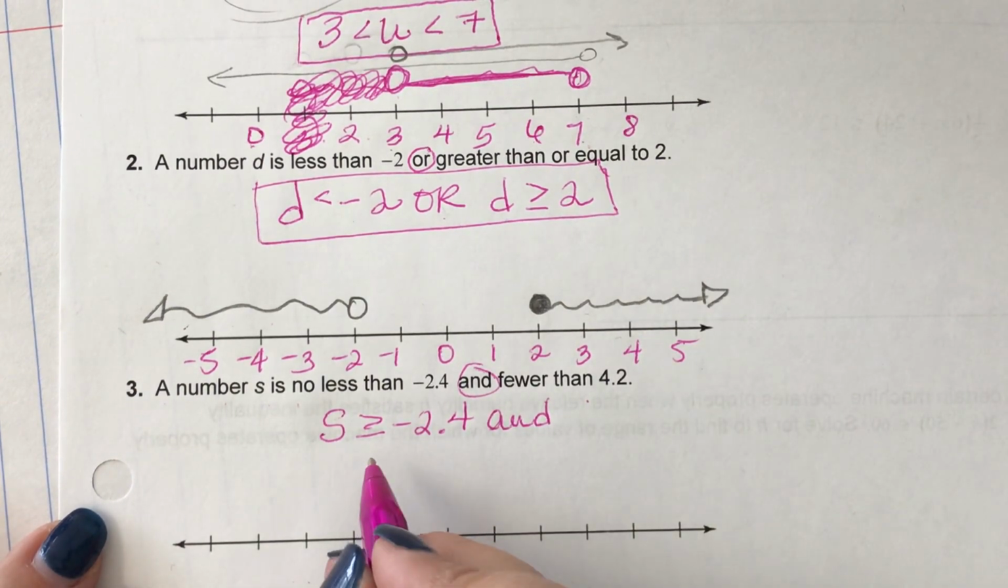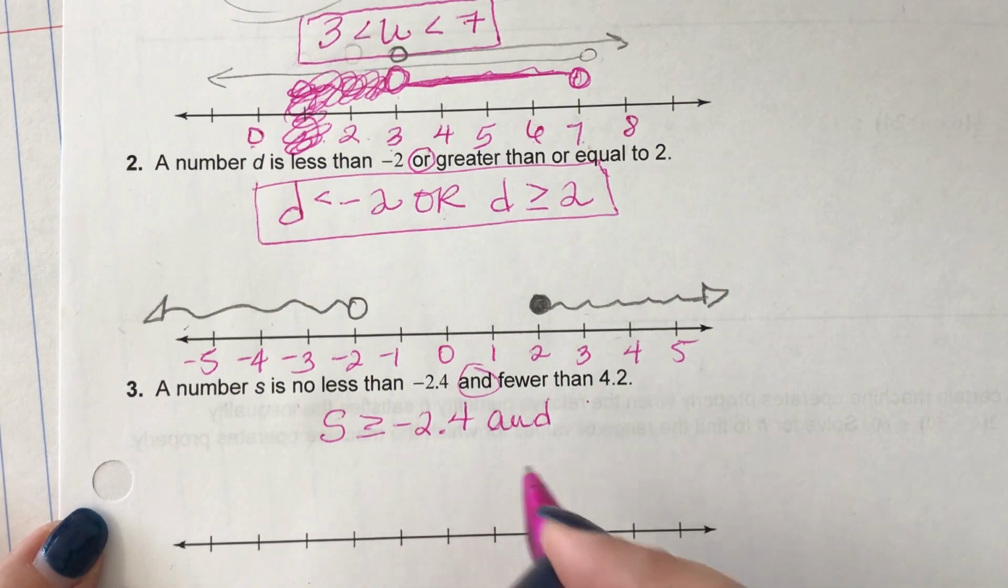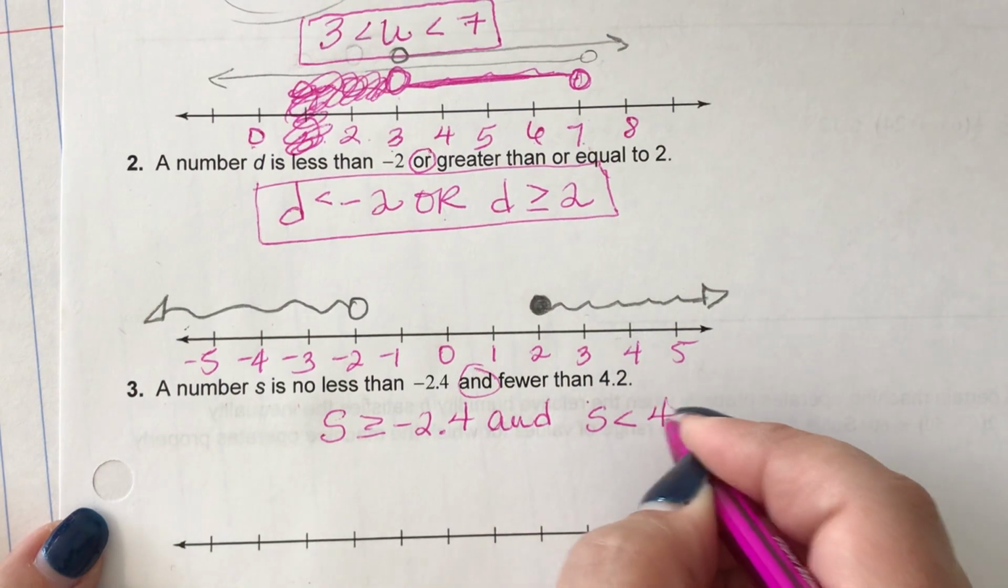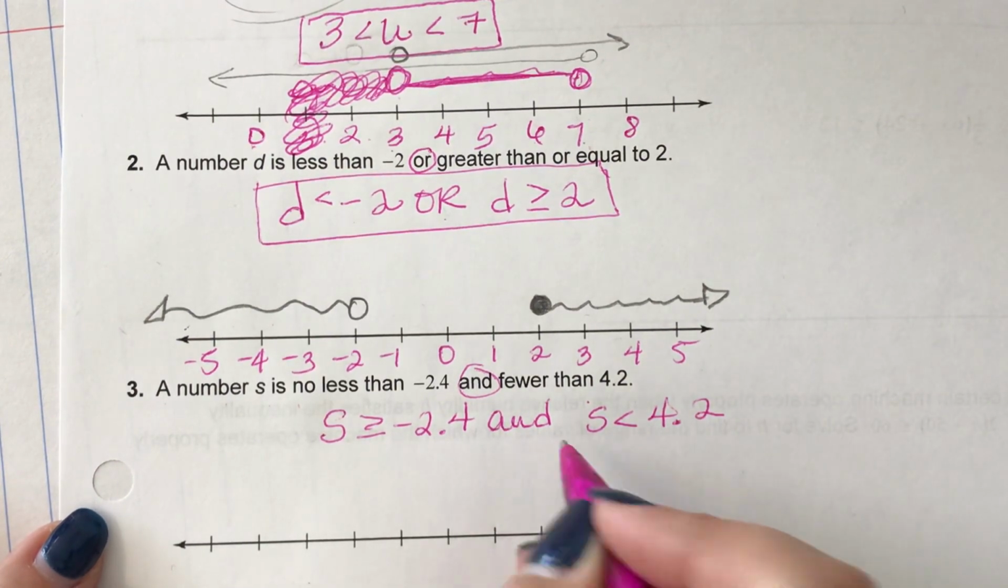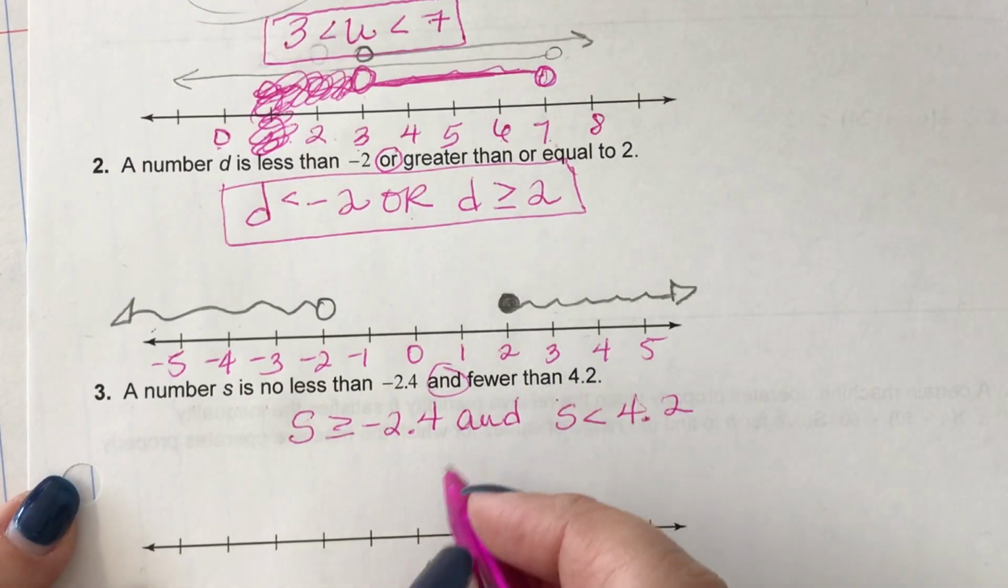So it's got to be no less than -2.4, which means greater than or equal to. And it has to be fewer than 4.2. And this is an AND statement, so it's got to be true for both. We can merge the statement together.